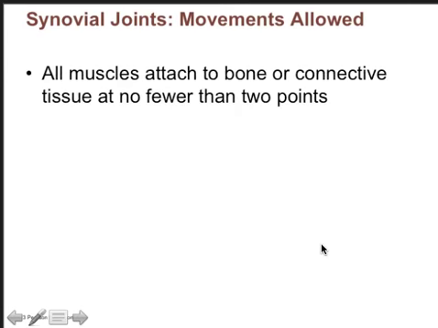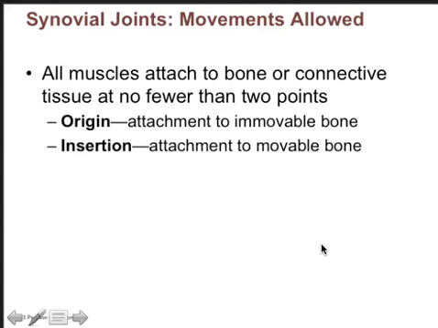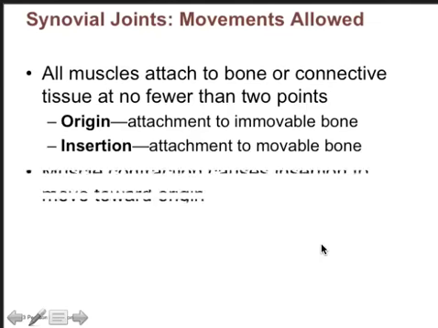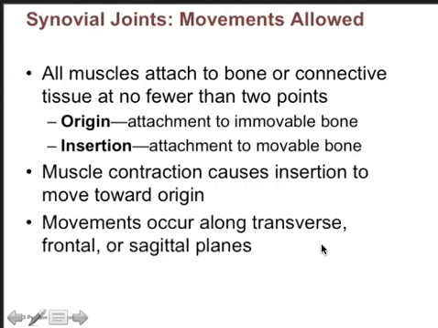Okay, all muscles attach to bone or connective tissue at no fewer than 2 points. The origin is the attachment of the muscle to the immovable portion of the joint, and the insertion is the attachment to the movable portion. The muscle contraction will cause the insertion to move towards the origin, and these movements can occur along transverse, frontal, or sagittal planes.